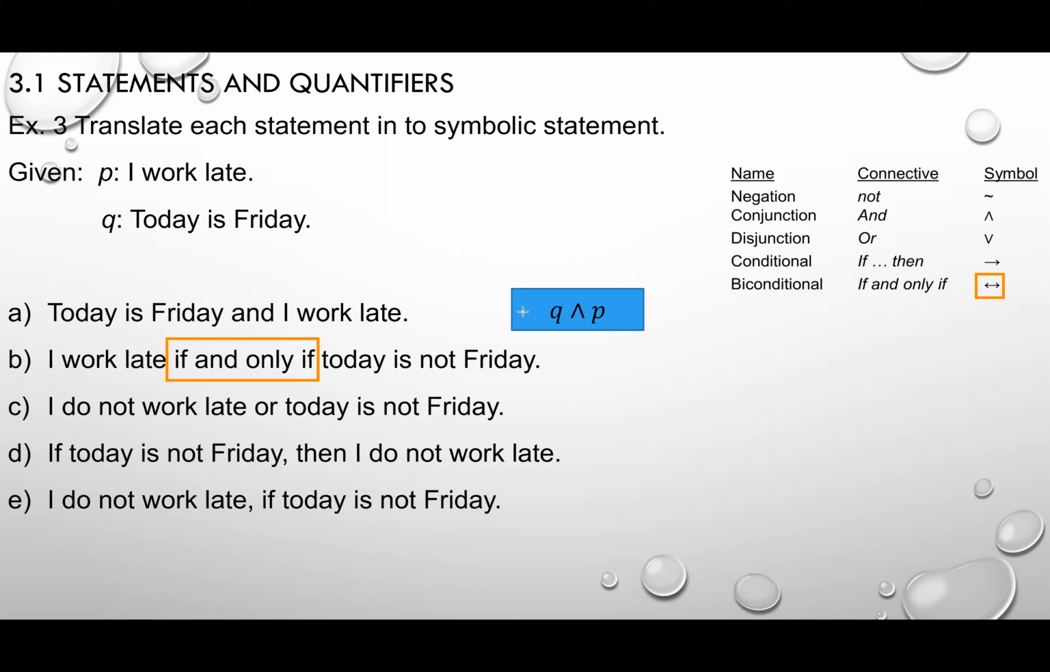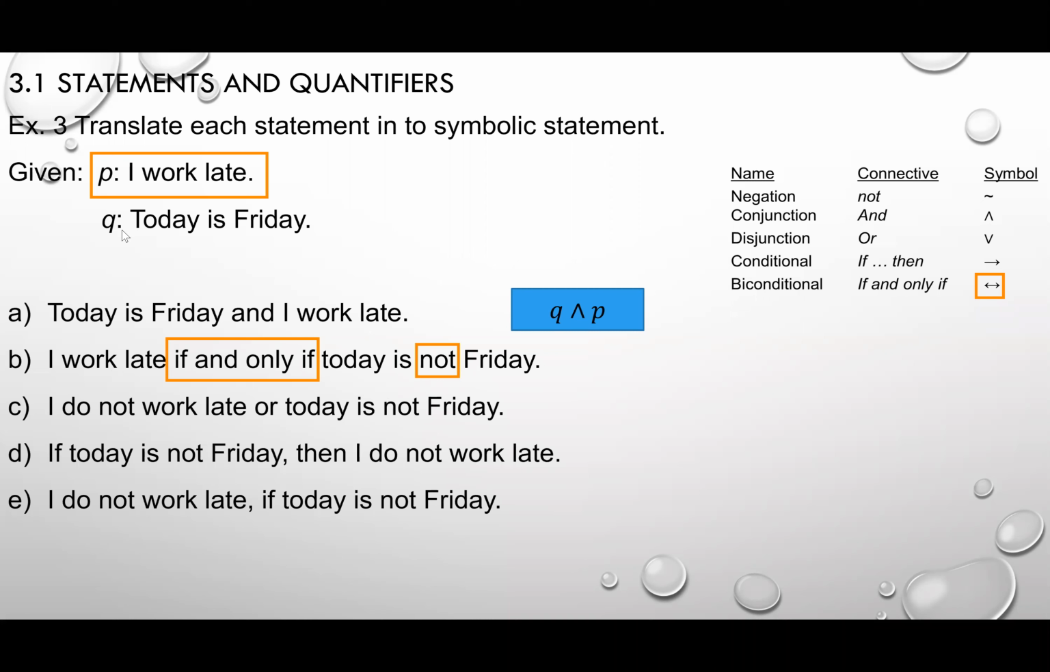Now, what is the first thing? Do you agree that the first thing is P? I work late, which is P, if and only if, which is the double arrow. Today is not Friday. Wait a minute. This item right here tells me today is Friday. What is the difference with this thing here? Well, they have the word not. If there's the word not, how can I show that this is the opposite of Q?